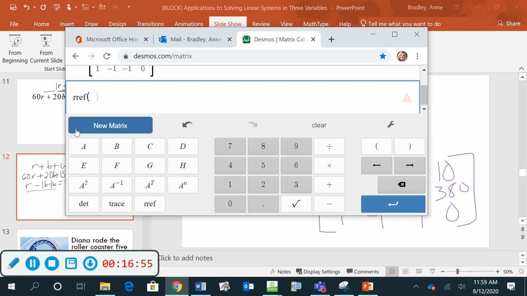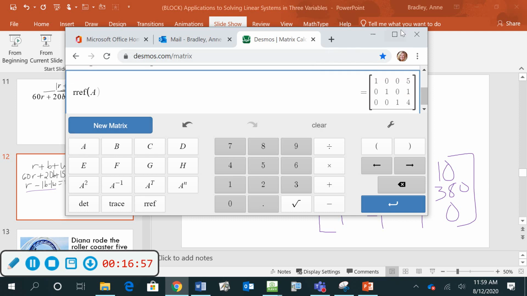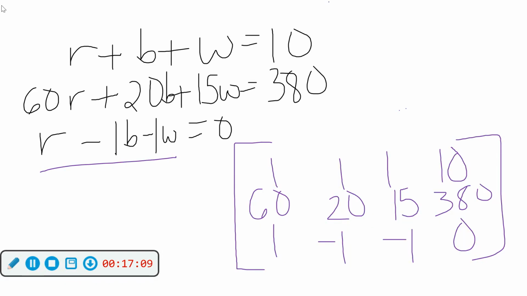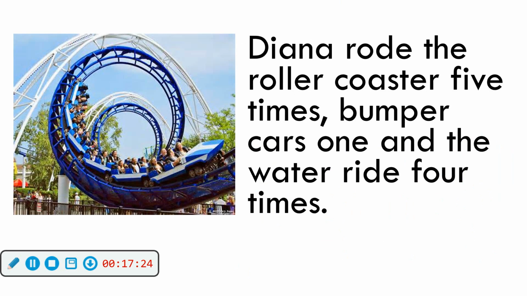When I hit RREF and I go back into this matrix, I see my answers on the right. Now I need to write those down. I have a 5, a 1, and a 4. What does it represent? Well, if I come back to this one, I can see that the R was the first variable. So that means she went on 5 roller coaster rides, she went on 1 bumper car, and she went on 4 different water rides. How did I know that? Because remember, I got answers in the matrix of 5, 1, 4. Again, you put it into a complete sentence, and this problem will be done.